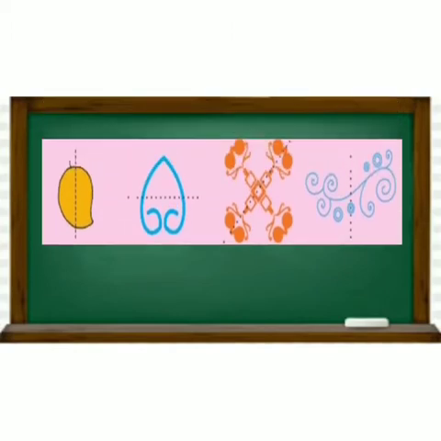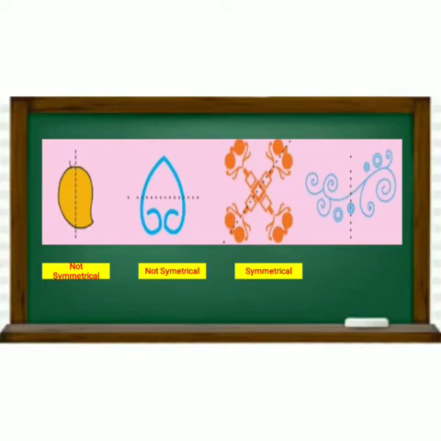Some more figures are given. So if we observe carefully, we can easily identify whether these figures are symmetrical or not. Not symmetrical, not symmetrical, symmetrical, and again not symmetrical. When we observe it, we can say exactly which figures are symmetrical and not symmetrical.